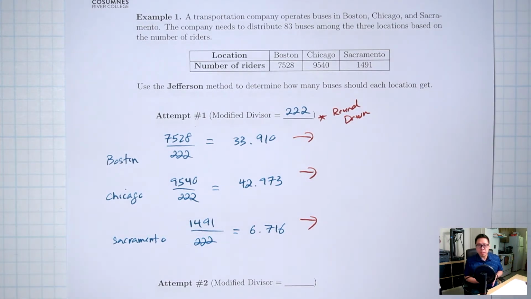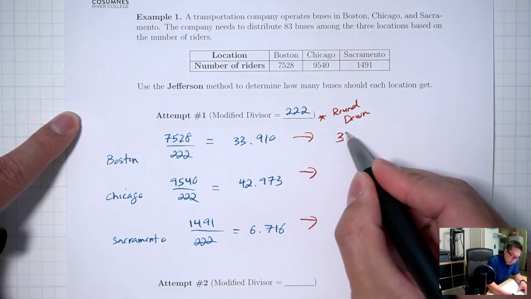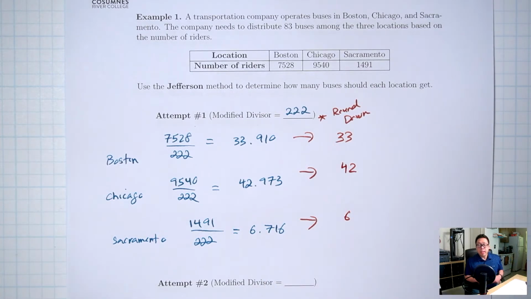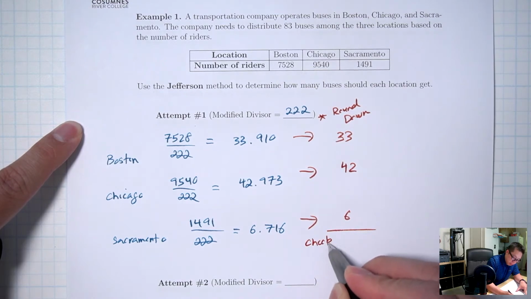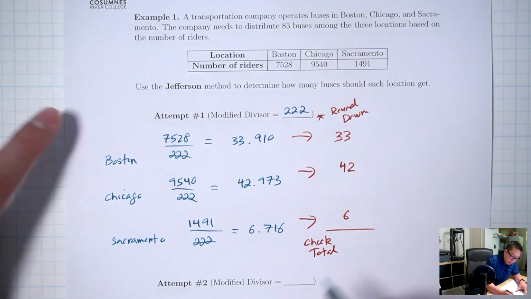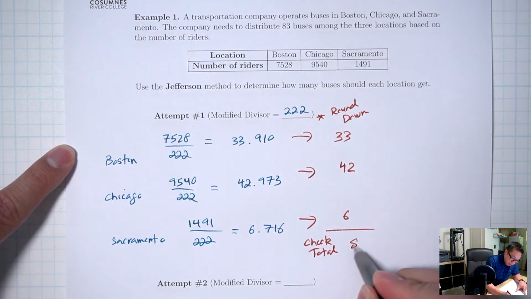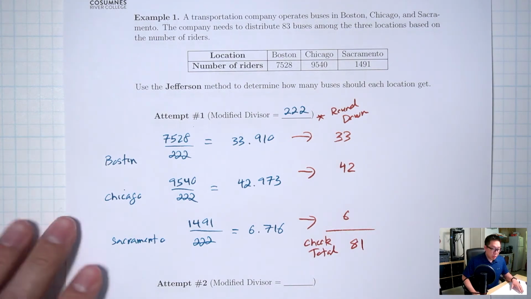Which is the same thing as just ignore the decimal part. So this would be 33, 42, 6. And then you're going to check the total. 33 plus 42 plus 6, and we get 81.